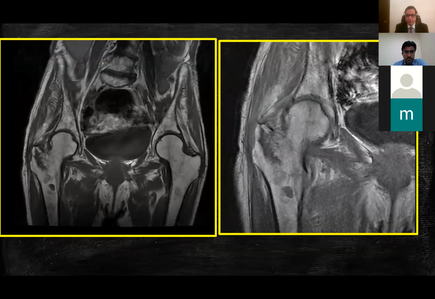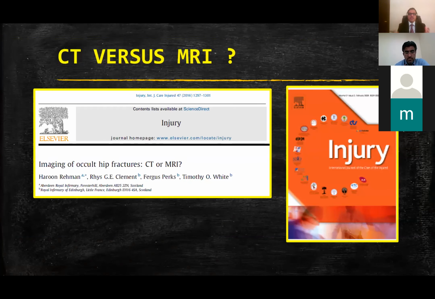MRI is excellent for proximal femur fracture. Excellent. That fracture was missed by CT scan. And as you can see here in the MRI, it's beautifully visualizing the intertrochanteric fracture. The patient went for surgery. She needed DHS, dynamic hip screw. MRI is really good. This MRI and CT scan debate for occult hip fracture is very interesting. Some people are against and some people are for. But really the bottom line is that MRI is excellent for proximal femur fracture.